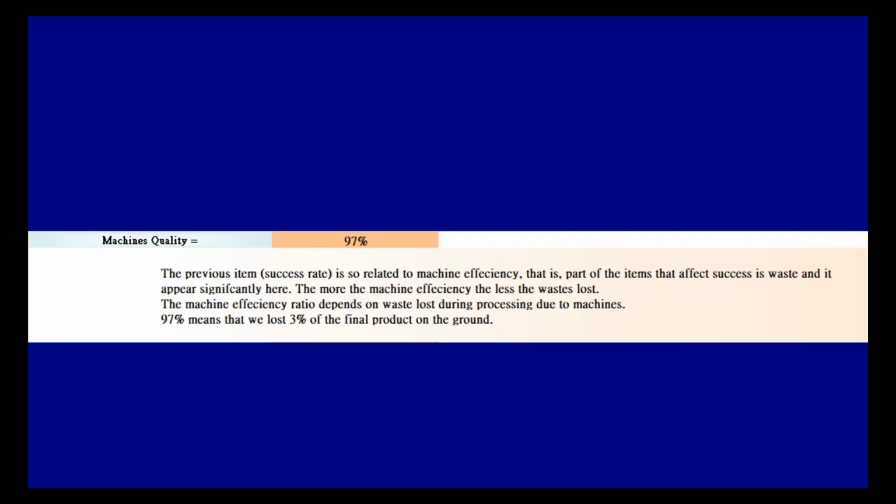Machines quality equals 97%. The previous item, success rate, is closely related to machine efficiency, that is, part of the items that affect success is waste and it appears significantly here. The higher the machine efficiency, the less waste is lost. The machine efficiency ratio depends on waste lost during processing due to machines. 97% means that we lost 3% of the final product on the ground.